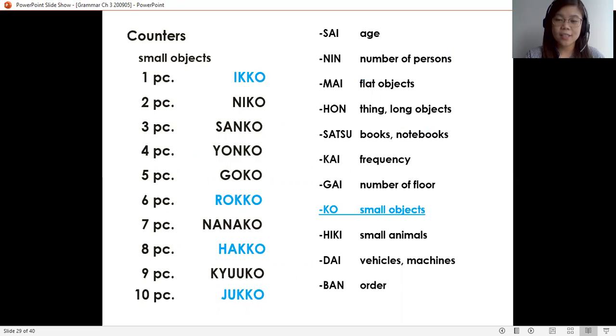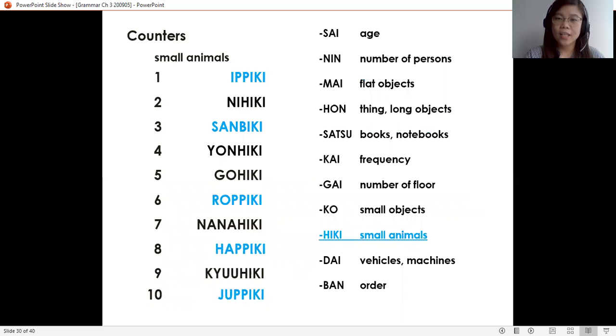Okay, so next, hiki. Again, hiki is used for small animals like cats and dogs. For the special sounds, we have 1, 3, 6, 8, and then 10. So we have ippiki, sanbiki, roppiki, happiki, and juppiki for the special sounds.